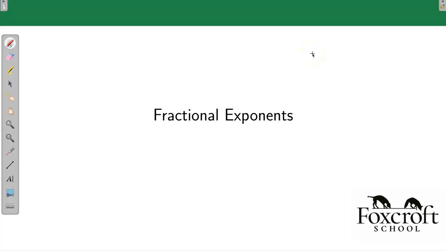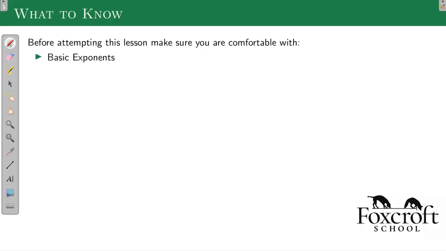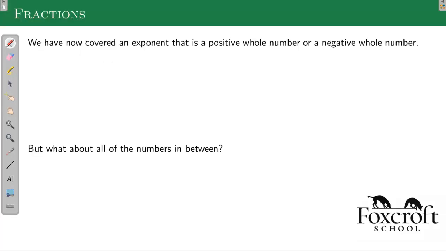In this video, we're going to talk about fractional exponents. Before I attempt this, I'll make sure you know your basic exponent rules. We've now covered what happens if an exponent is a positive whole number. You've been doing this one for a really long time, and we just talked about what a negative whole number does. X to the negative 2 is 1 over x squared. But what about all the numbers in between these whole numbers?